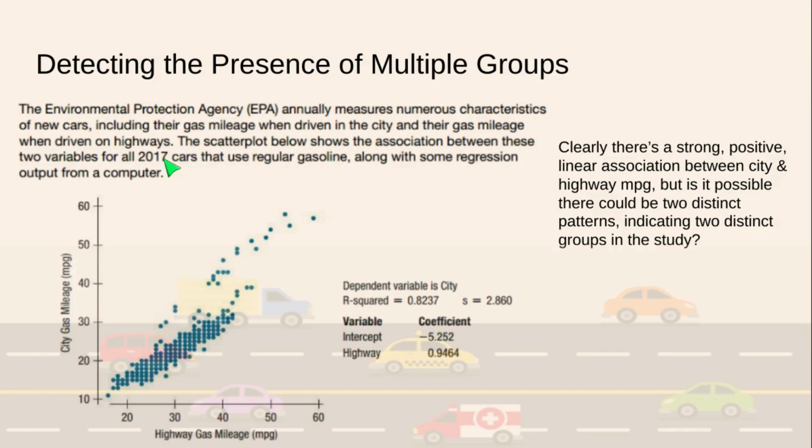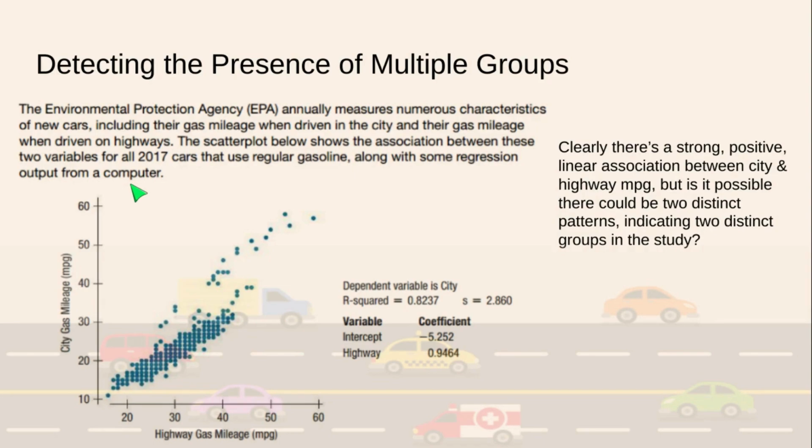So the Environmental Protection Agency annually measures numerous characteristics of new cars, including their gas mileage when driven in the city and their gas mileage when driven on the highways. You're driving on the highway, you're going to have better gas mileage than in the city. Start and stop is really not good for cars. The scatter plot below shows the association between these 2 variables for all 2017 cars that use regular gasoline, along with some regression output from a computer.